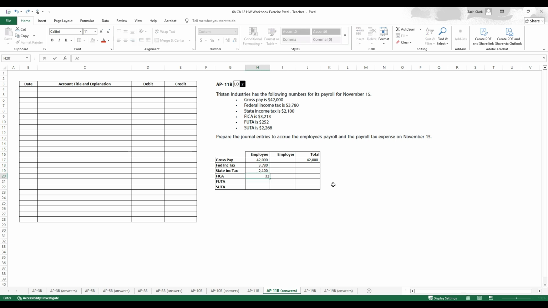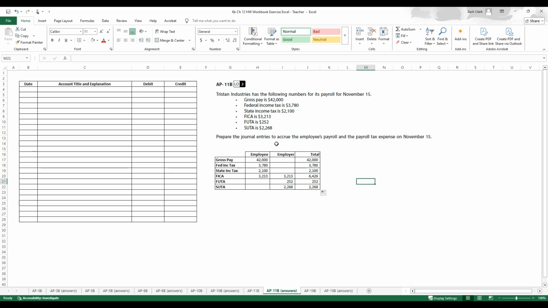FICA tells us is 3213, and FICA is paid both by the employee and the employer, half and half. So that's where we start seeing the totals there. So the total amount to be remitted from the company is $6,426. Half will be paid by the employee, and then half will be paid by the employer. And then the FUTA and SUTA, which is 252 and 2268, is an employer-only portion. So the employees don't have to pay any of that employment taxes there. Okay, and that's our totals.